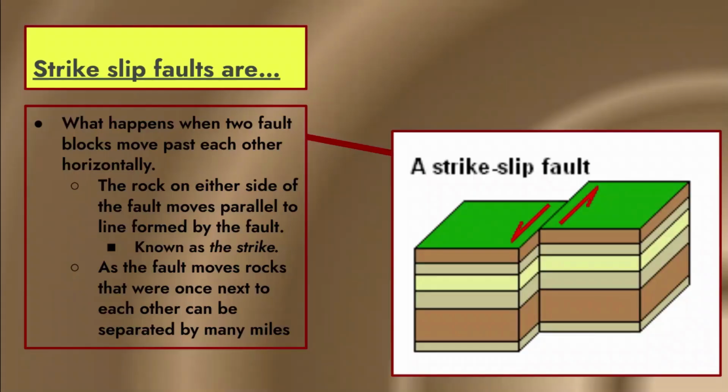Strike-slip faults are what happens when two fault blocks move past each other horizontally. The rock plate on either side of the fault moves parallel to the line formed by the fault, known as the strike. As the fault moves, rocks that were once next to each other can be separated by many miles.